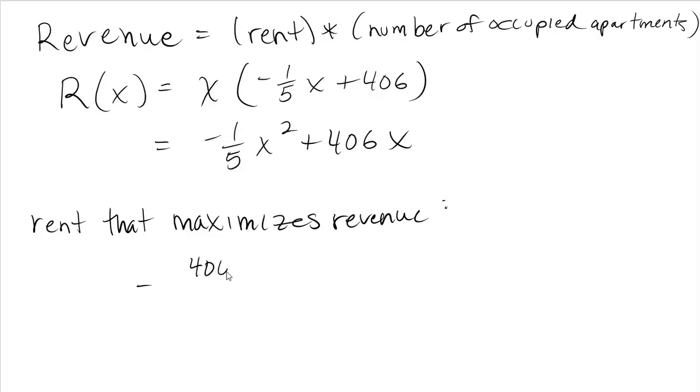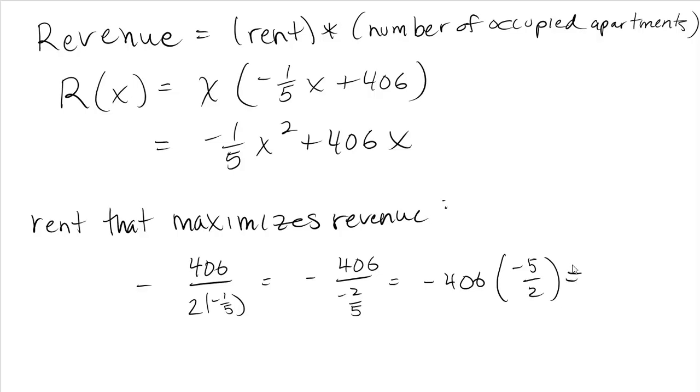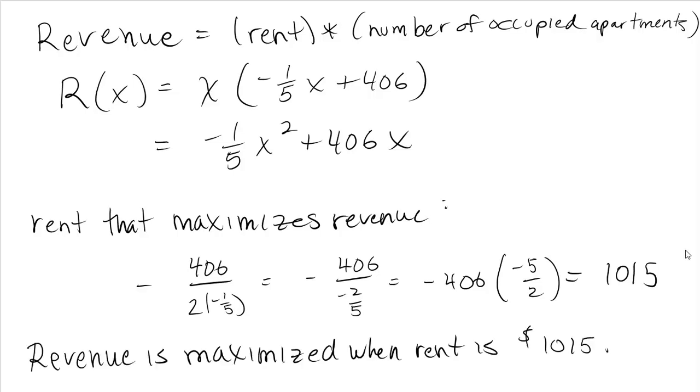That's the opposite of 406 divided by 2 times negative 1/5. That's the opposite of 406 divided by negative 2/5. Remember that when you divide by a fraction, it's like multiplying by its reciprocal. So this is like negative 406 times negative 5/2. 2 goes into 406 203 times. 203 times 5 is 1015. A negative times a negative is a positive. And so it turns out that they'll maximize their revenue by charging $1,015.